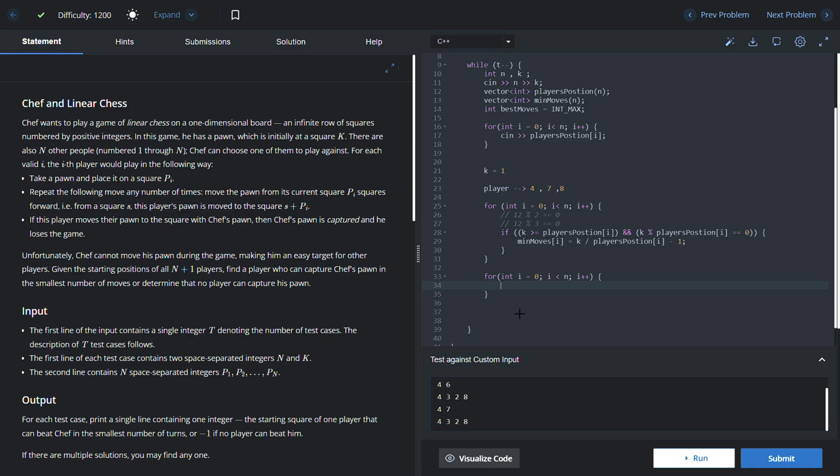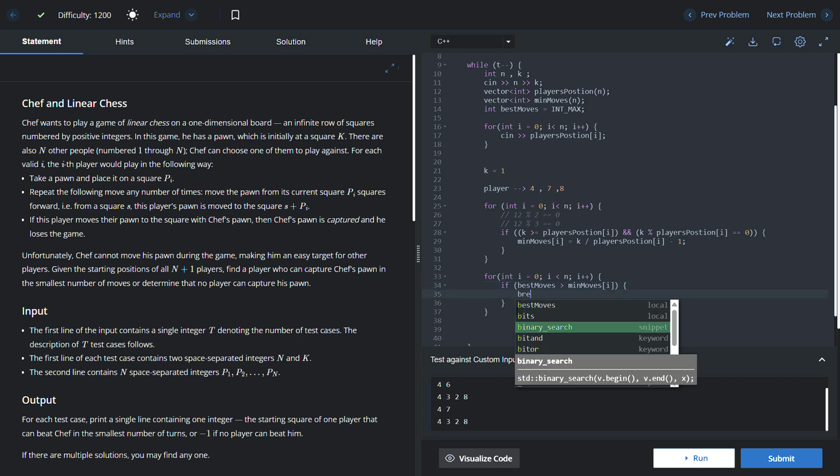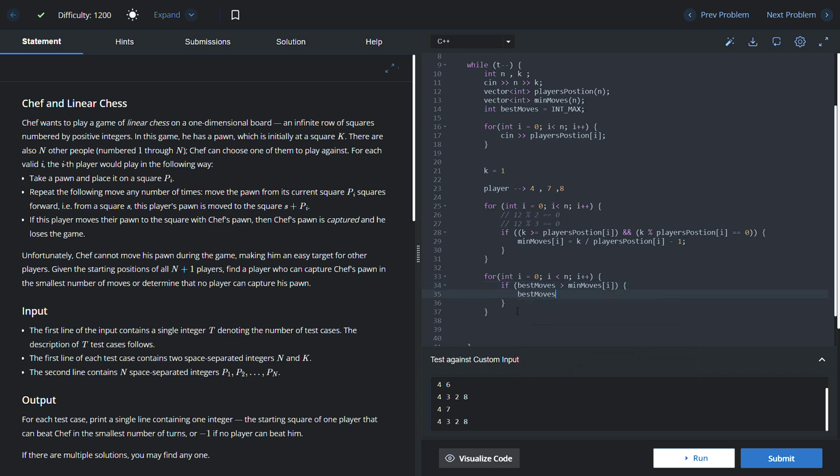and then if best moves, oh sorry, best moves and min moves, then best moves will be min moves.